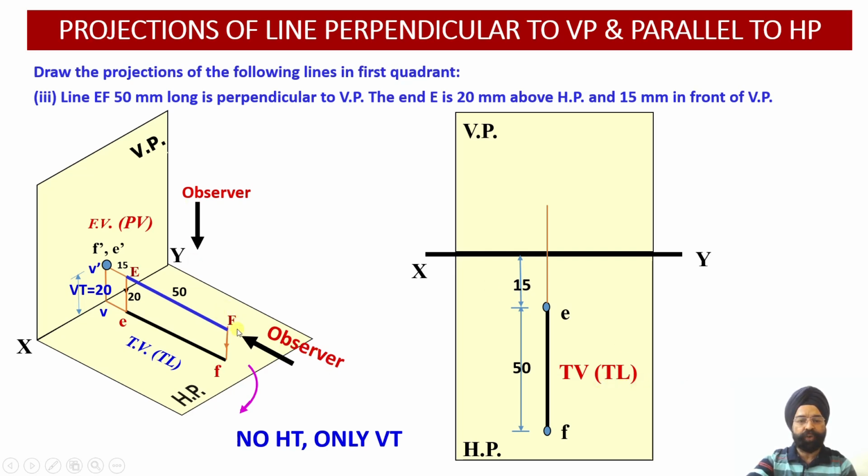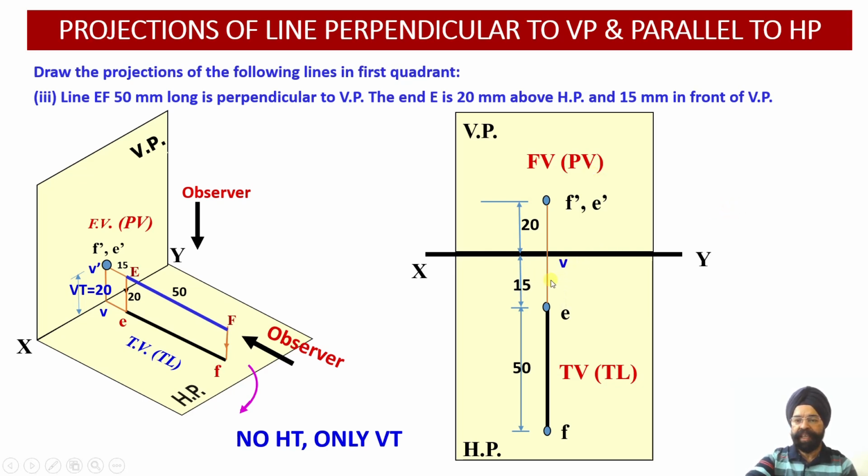Now when I want to draw the front view, I have to leave 20 millimeter from the horizontal plane. So this distance is 20 millimeter, and E and F, they will both converge at a point over here. So F dash, E dash, as we had mentioned over here. And what is this? This is my front view, which is nothing but the point view of the line. So this completes the discussion about third case.